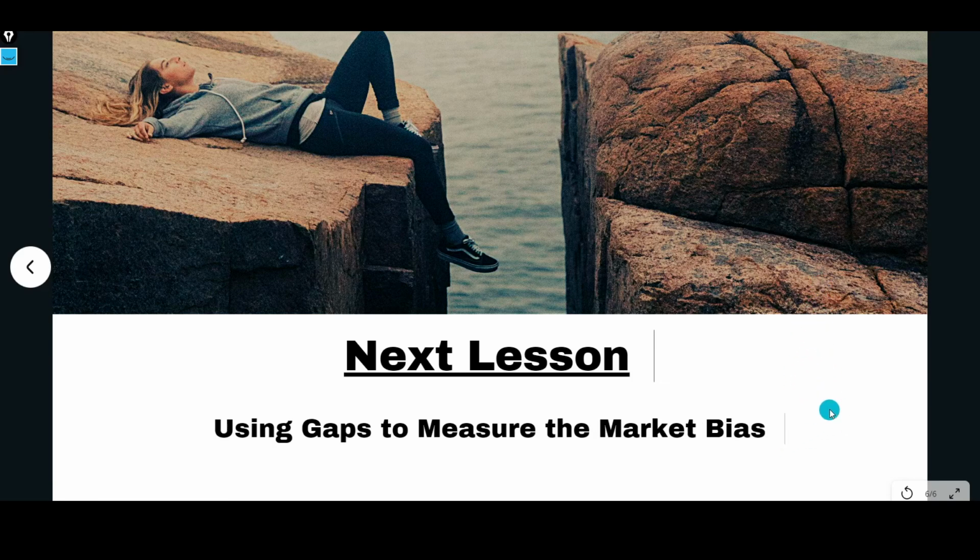Okay, so that was it for this lesson. In the next lesson, we're going to go over using gaps to measure the market bias. So like we did with trend lines and price patterns, we're going to go over how to measure the market bias, this time with gaps. So we could ultimately bring all those together to get a more precise measurement of the market bias.